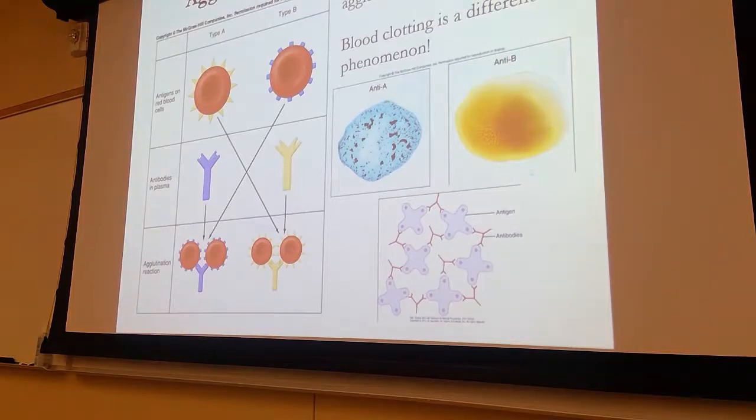If you add anti-A and you don't see agglutination, clumping, and you add anti-B and you still don't see agglutination, clumping, then I would be blood type O.